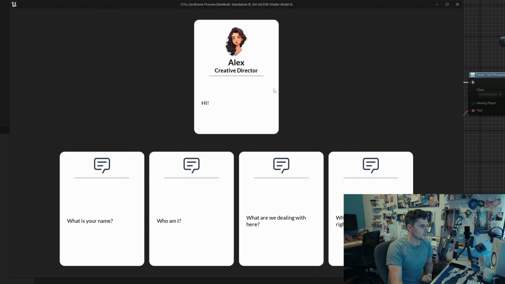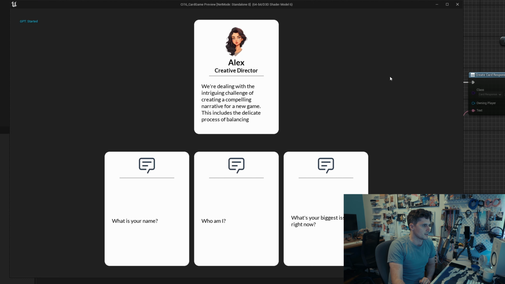So we are talking to Alex here, and we have some options of things that we can talk to her about. Now, this UI is just something I've thrown together. This is by no means how I'm planning anything to be. It's more about the system behind it. But I thought it was helpful to have a familiar UI to deal with. So we can say something like, what are we dealing with here? Here we go.